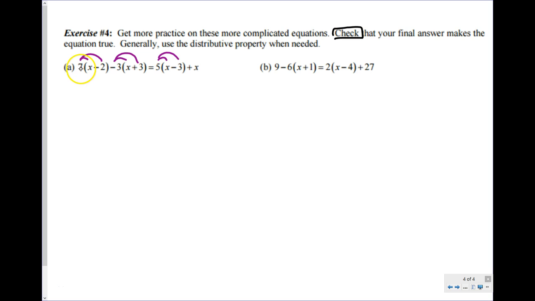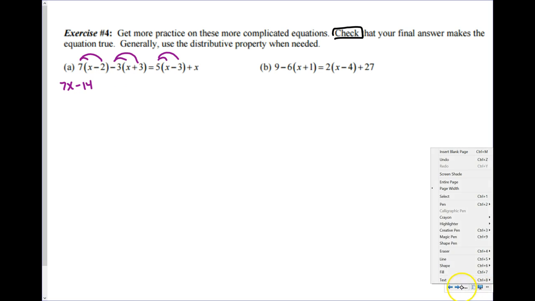So, first distribution, 7 times x is 7x. Then, 7 times negative 2. That's a negative 14. Okay, I'm not writing the plus sign here because I don't need to. You could put plus negative 14. If I wrote plus negative 14, it's the same thing. I'm just not going to put 2 signs next to each other when I know that I can just put a negative 1. Okay?